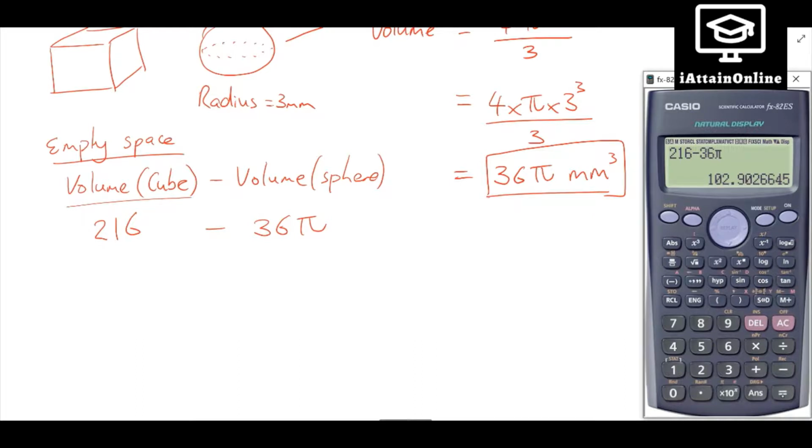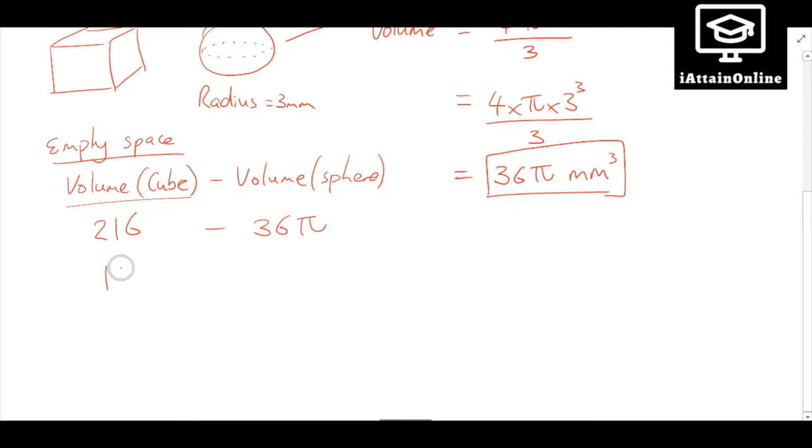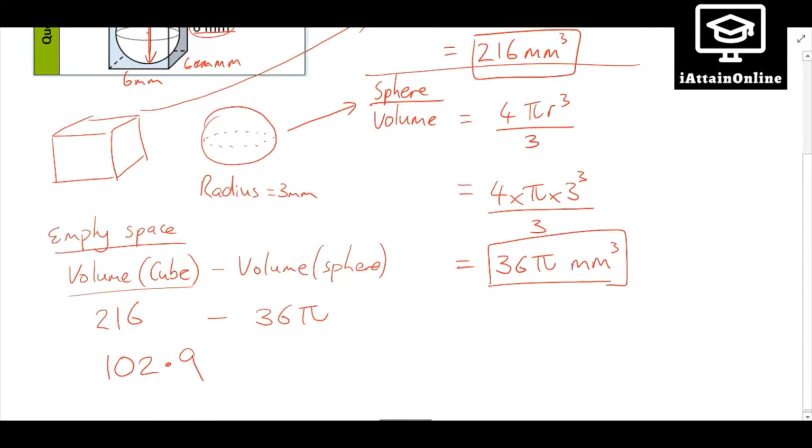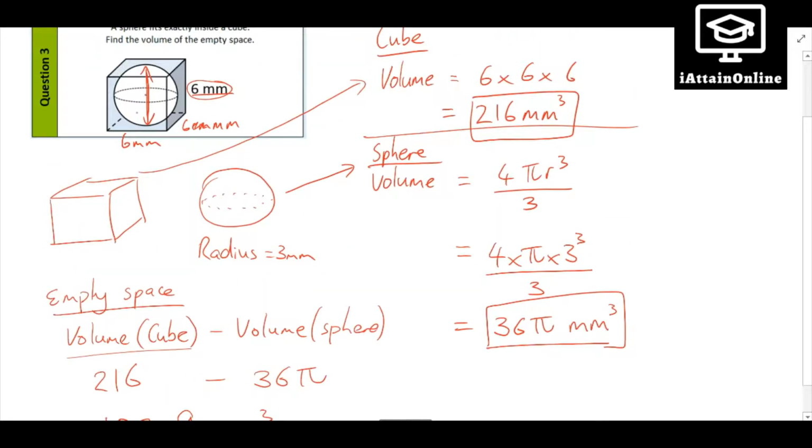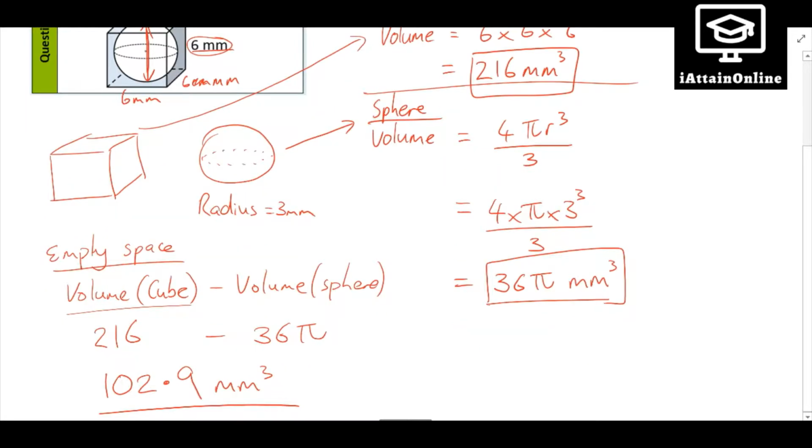Now this is our final answer, so you can now round. It's always a good idea to avoid rounding calculations until the very end, because otherwise your final answer loses accuracy. So to one decimal place, 102.9, and then the units were millimeters cubed. So this blue space inside the cube but outside the sphere has a total of 102.9 millimeters cubed.